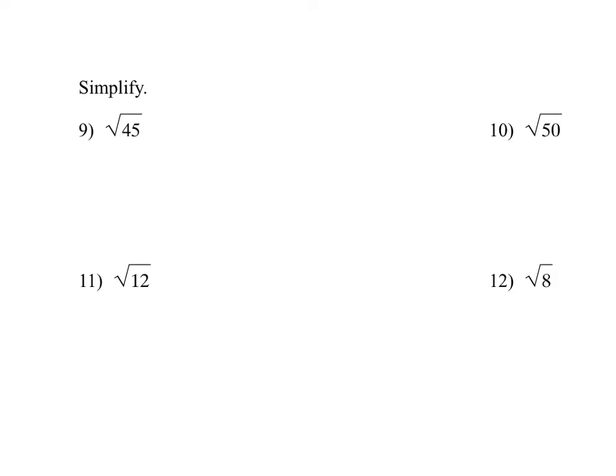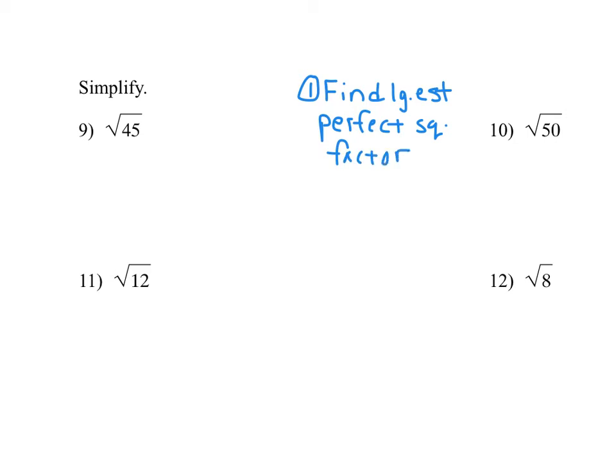Number one, we want to find the largest perfect square factor that will divide evenly, that's what a factor means, remember, into the number that is under the radical.